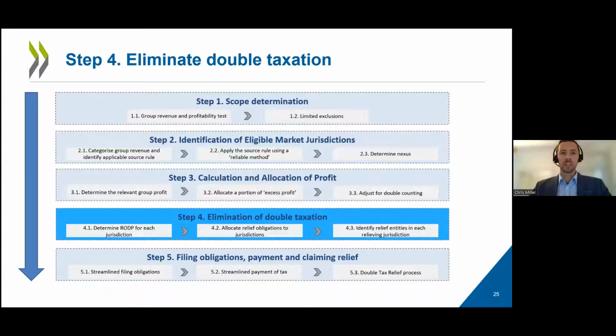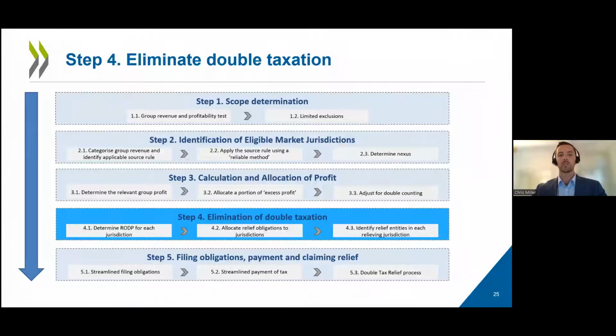Yeah, thanks very much, Eric, and hello to everybody. So as Eric mentioned, in the preceding steps, we've allocated amount A to markets, but of course we don't stop here. We need to eliminate double taxation with respect to amount A, and that's on the basis that amount A, of course, is intended to operate as a redistribution of taxing rights.